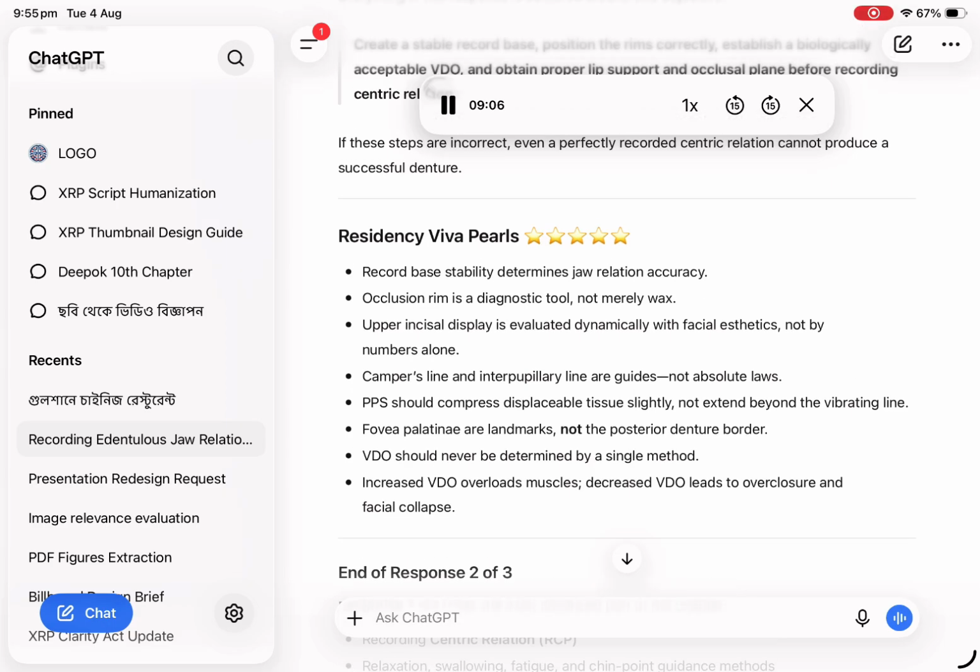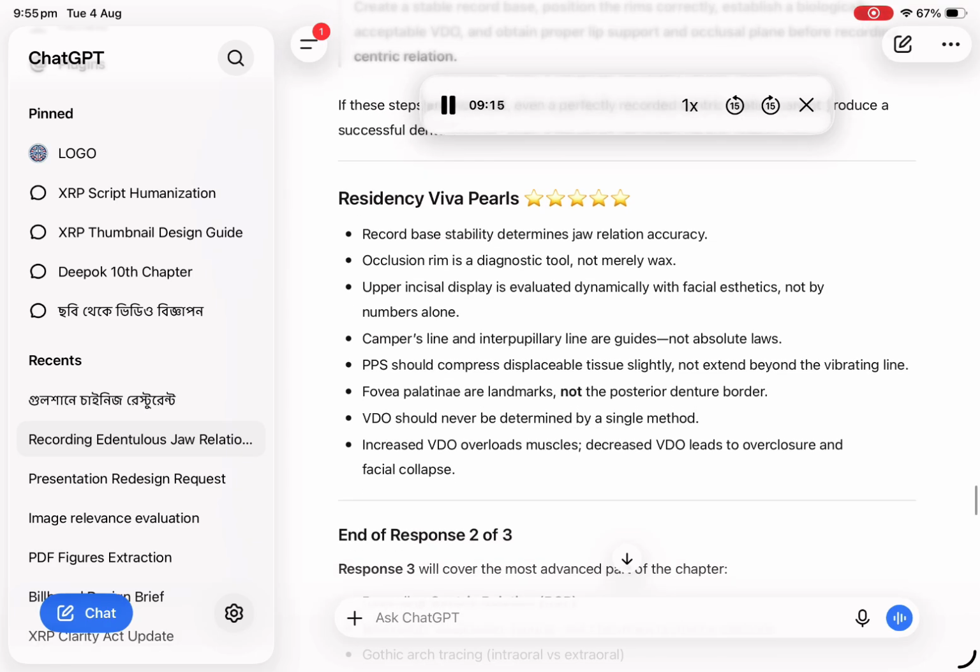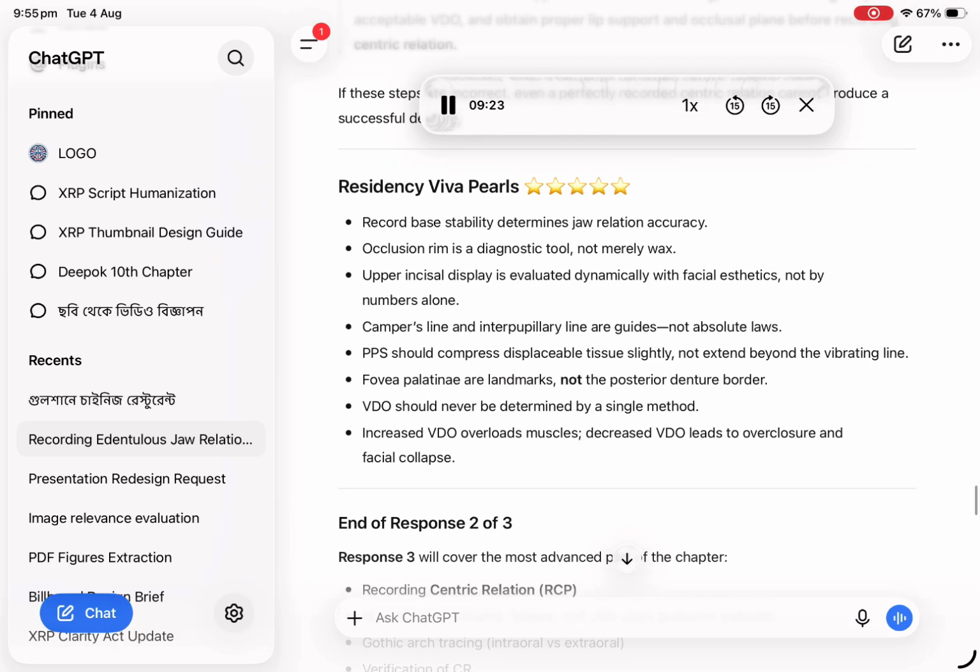Residency Viva Pearls: record base stability determines jaw relation accuracy. Occlusion rim is a diagnostic tool, not merely wax. Upper incisal display is evaluated dynamically with facial aesthetics, not by numbers alone. Camper's line and interpupillary line are guides, not absolute laws.